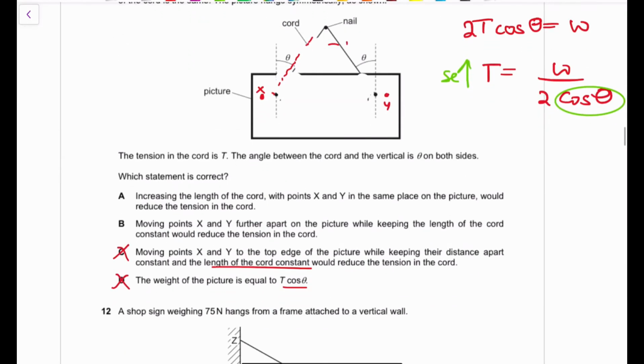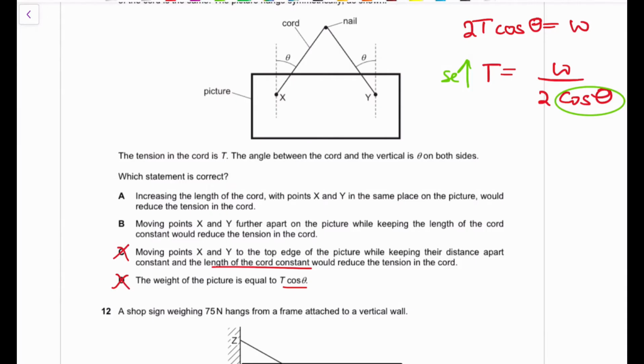So moving the points X and Y further apart is going to increase the angle theta and is actually going to increase the tension. Because the more you increase theta, the value of cos theta will begin to decrease. And as cos theta decreases, the tension has to increase to keep everything constant, right? Very important. But if you move on to A, in A, we're increasing the length of the cord with points X and Y in the same picture, and that would reduce the tension.